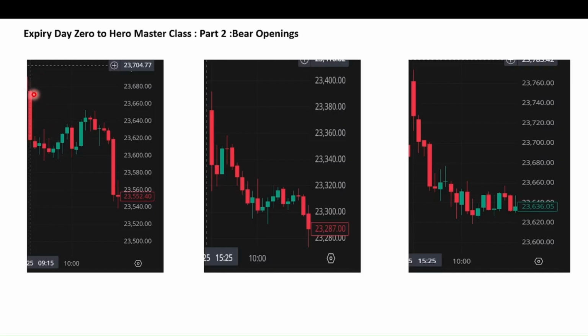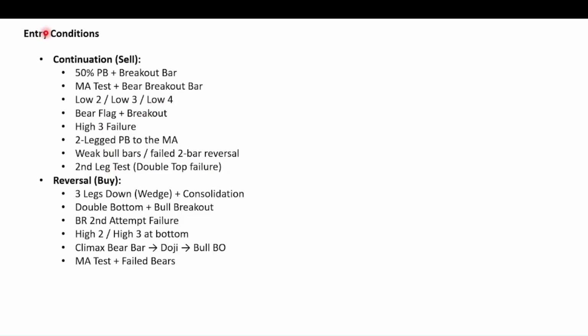And you can see the examples here. Market opened here, and by 10:50 it got lower. Here it opened here, and by 10:50 it got lower, and same here, by 10:50 it came lower and halted there. So these are the entry conditions. What kind of trades can we take in the bear openings? Continuation means we are taking the sell trade, and reversal means we are taking the buy trade. You don't have to understand these now. So these are the different entry conditions.